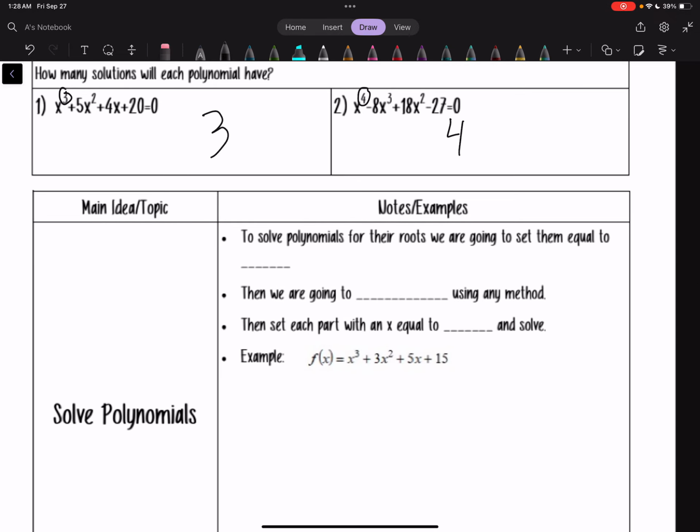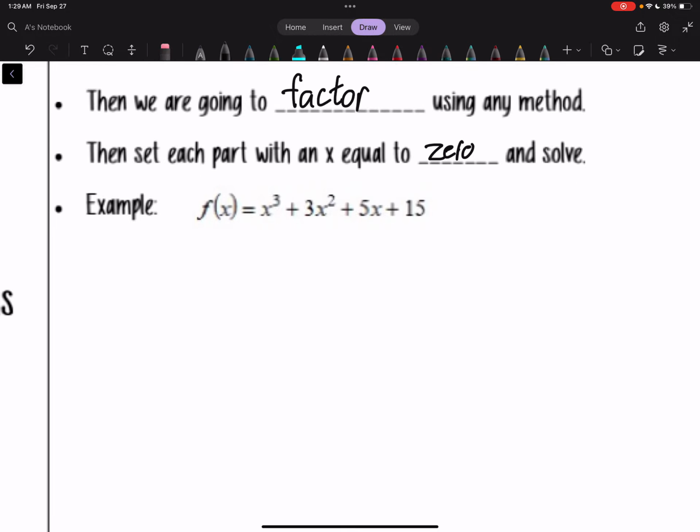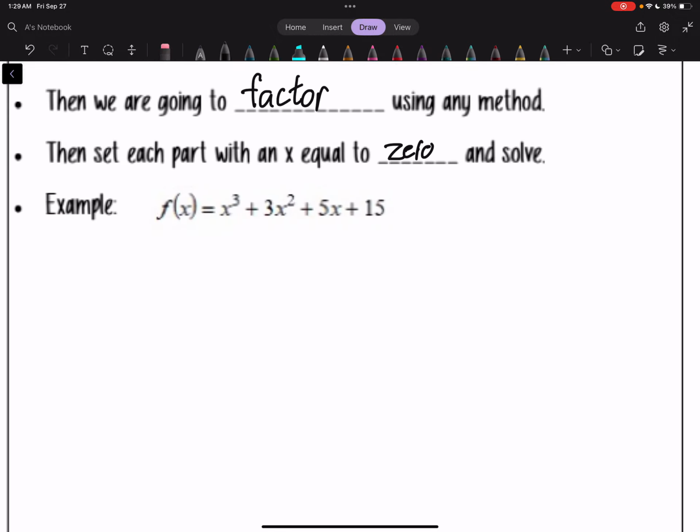To solve polynomials for their roots, which is where it crosses the x-axis, we are going to set them equal to 0. Then we're going to factor our expression, and we're going to set each factor equal to 0 and solve. Now, I'm going to factor this example for you, and then we're going to talk about this.